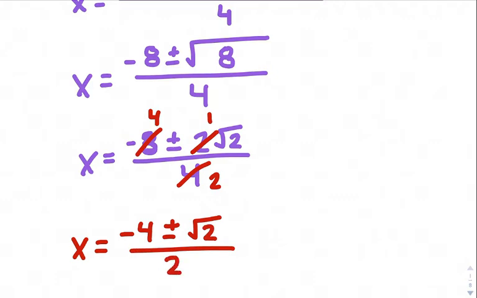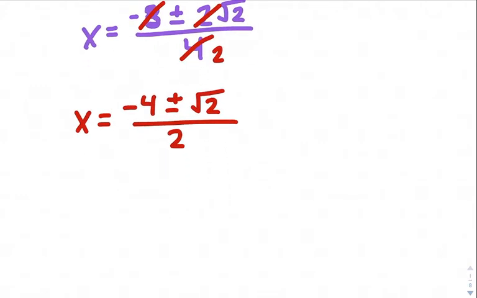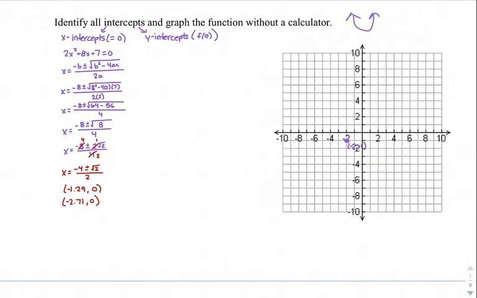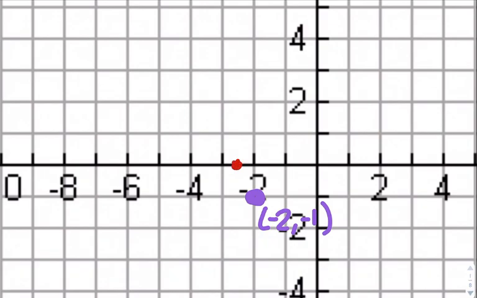So let's say I don't know what that is off the top of my head. This is where you can use your calculator, okay? So if I plug that into my calculator, negative 4 plus radical 2 over 2, I get negative 1.29. And then if I plug in negative 4 minus radical 2 over 2, I get negative 2.71, comma 0. So remember, these are just points on your x-axis. So if I plot that, I get 1 point here and 1 point here.